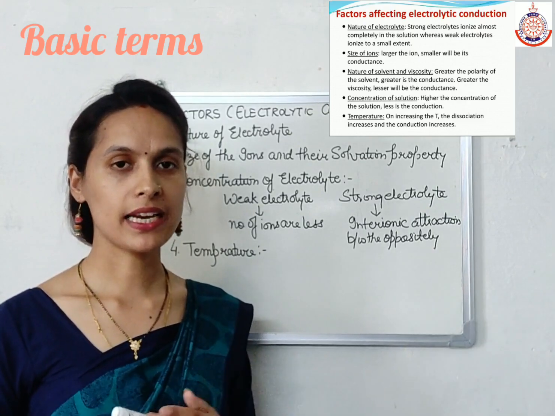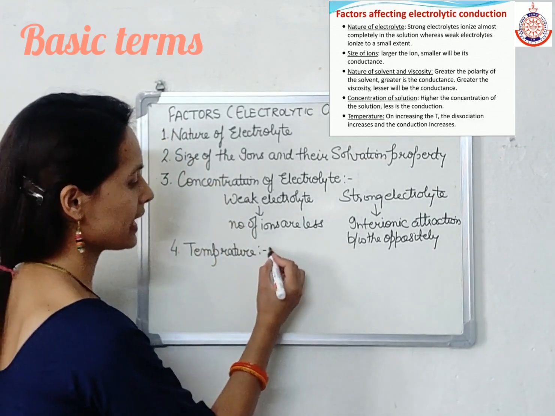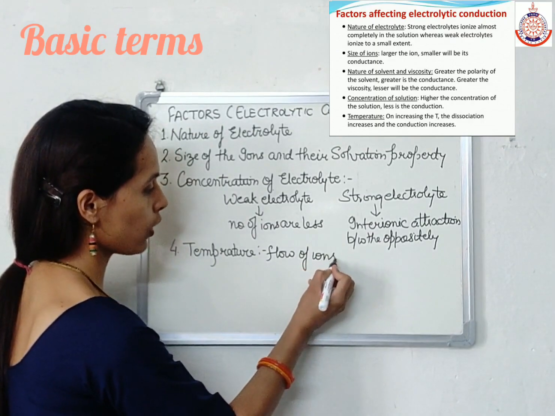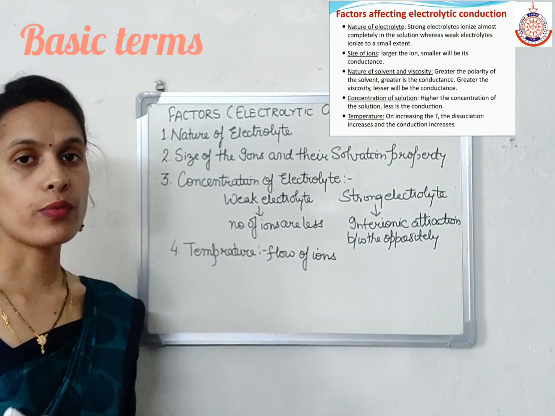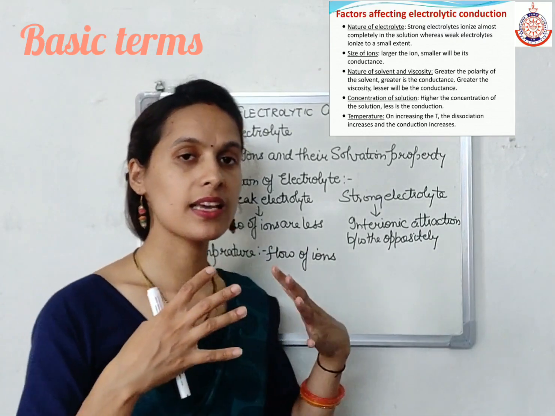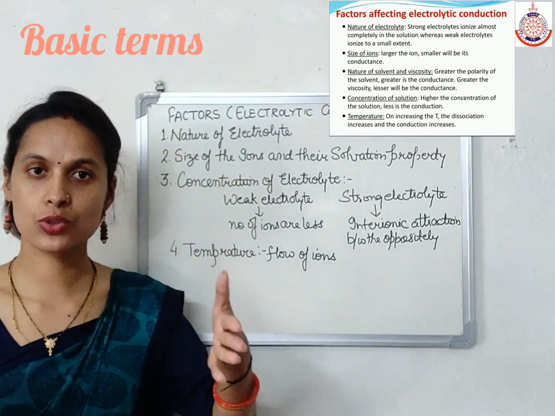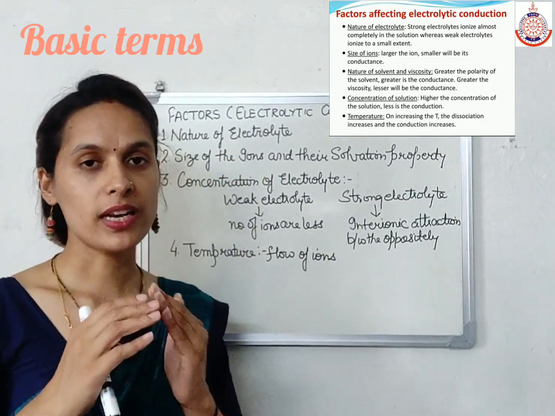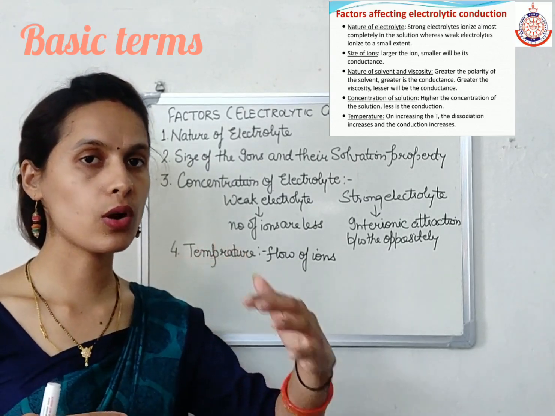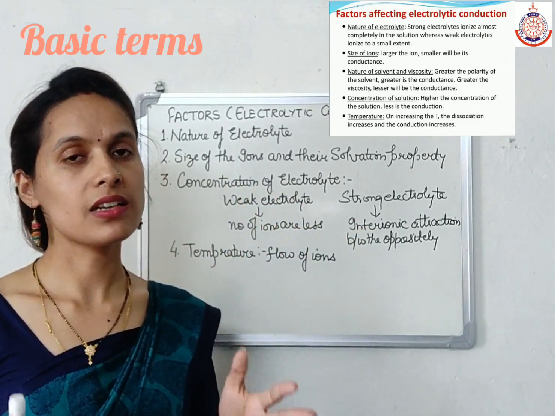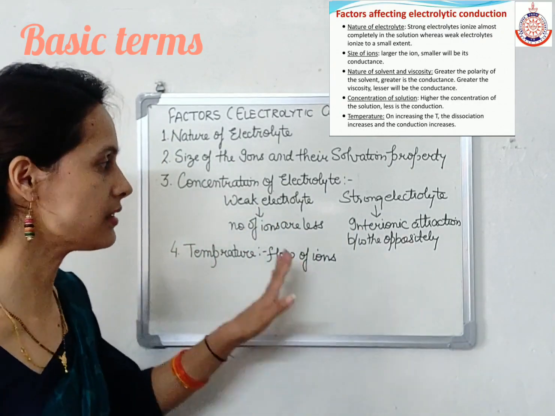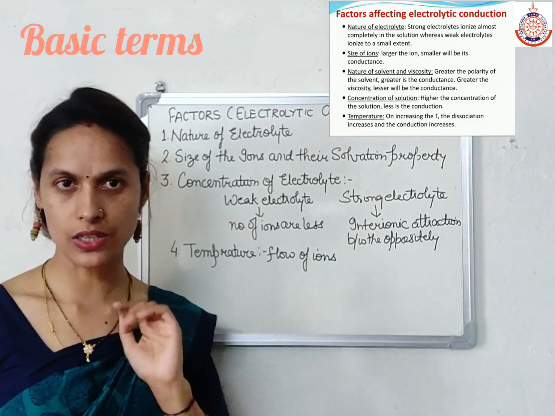Now the reason behind this is, electrolytic conductivity is due to the flow of ions. So when we increase the temperature, the molecules which remain in their undissociated form get dissociated and form ions. Means as we increase the temperature, the undissociated molecules also get dissociated, as a result of which the number of ions increases, and due to the increase in the number of ions, electrolytic conductivity increases.